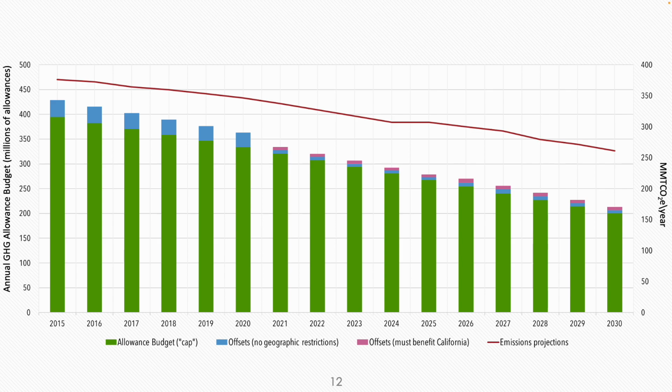This is the cap. So over time, we have decreases in our allowable emissions, and the emissions projections in the red line have decreased in line with the decreasing cap over time.